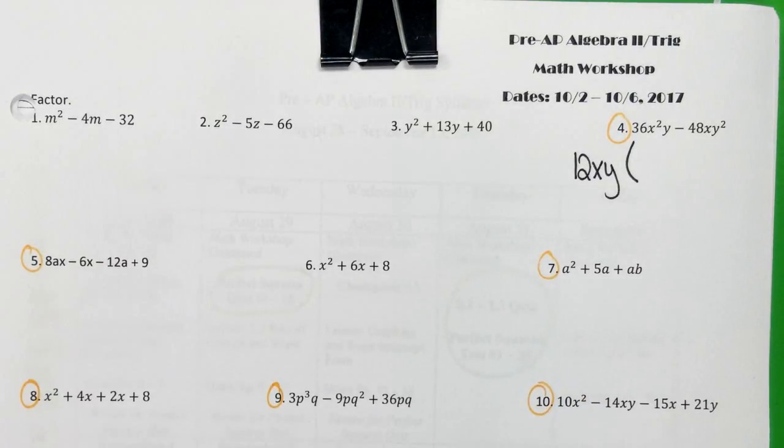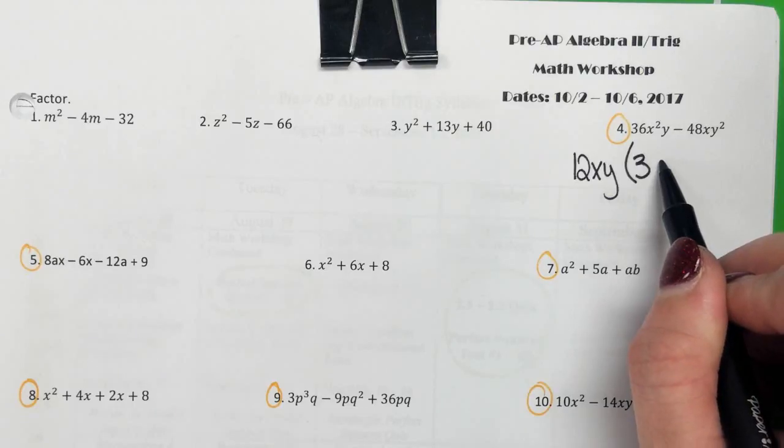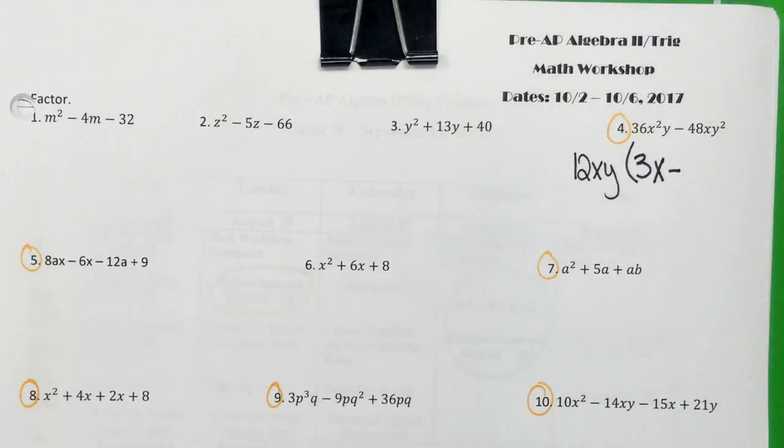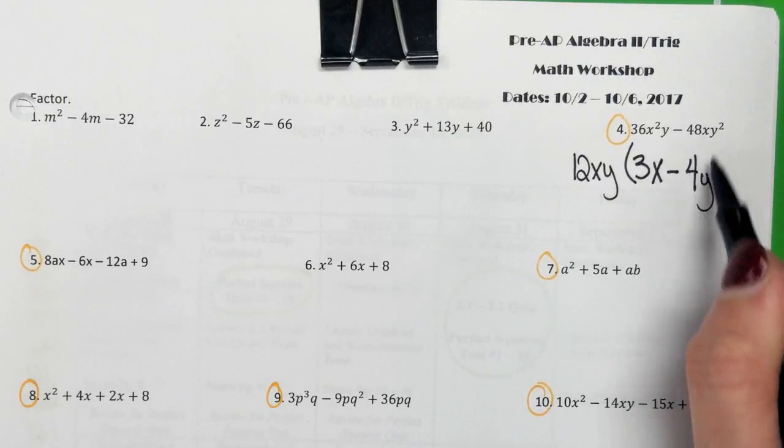All right, what's 36 divided by 12? 3. You took out one of the x's, you took out the y, so what do you got left? X minus. What's 48 divided by 12? 4. You took out an x and a y, what do you got left? Y. There you go.